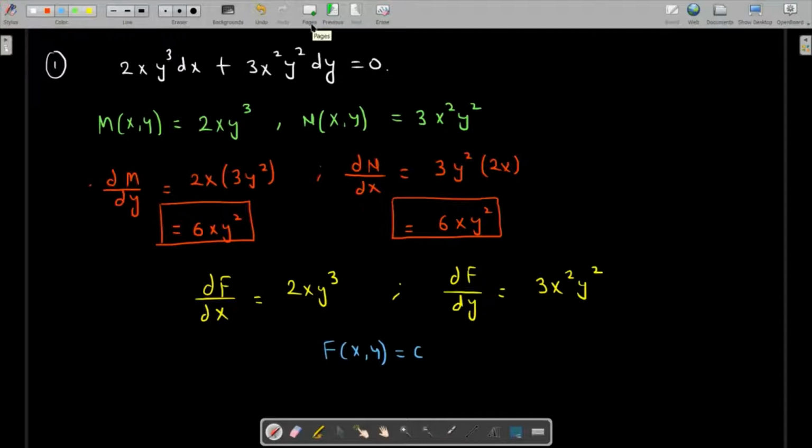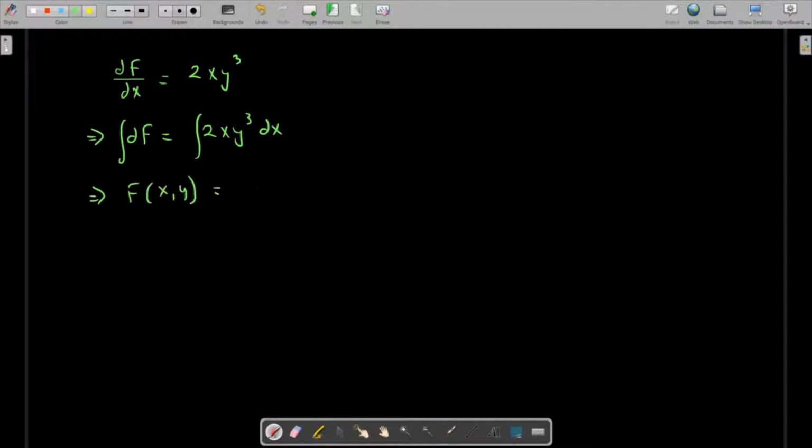So let's talk about how to solve this. So we have df over dx given as 2xy cubed. So we are going to integrate both sides. This can also be written as df is equal to 2xy cubed dx. So we are going to integrate both sides. So f, which is a function of x and y, is going to come as, now 2y cubed will be treated as a constant. So integration of x with respect to dx. So that's going to come as 2y cubed is as it is, and x integration will be x squared over 2.